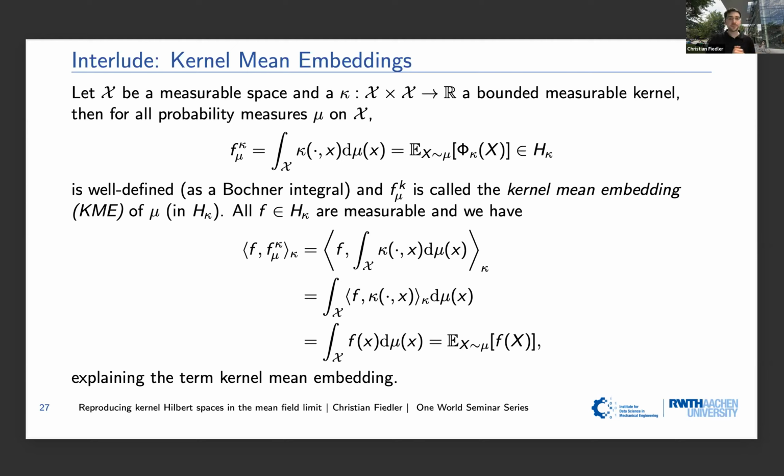Now, here's the reason for the name. All RKHS functions are in this situation measurable. And if we look at the inner product of an arbitrary RKHS function with the KME, then we can use the definition of KME, then linearity and continuity of the scalar product, and its interchangeability with the Bochner integral, and the reproducing property. And then we see that we actually get the mean of f with respect to the distribution mu. And this explains why this is called kernel mean embedding.